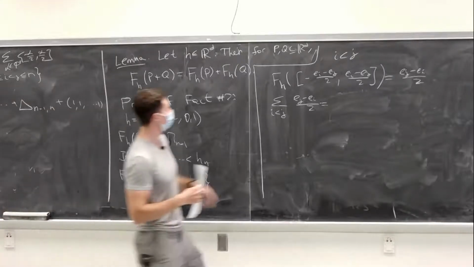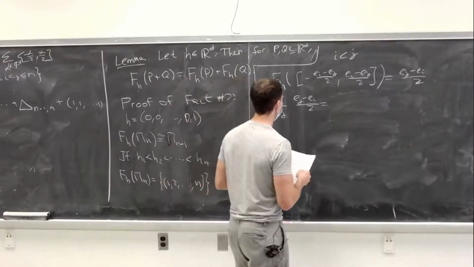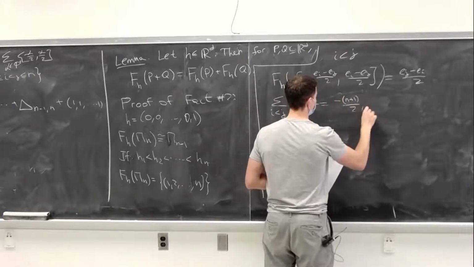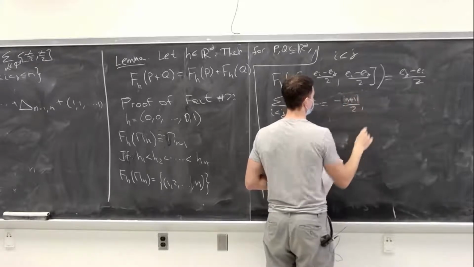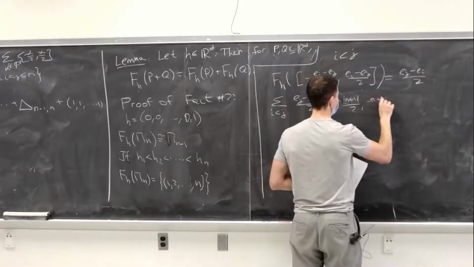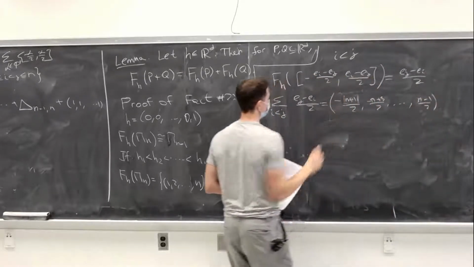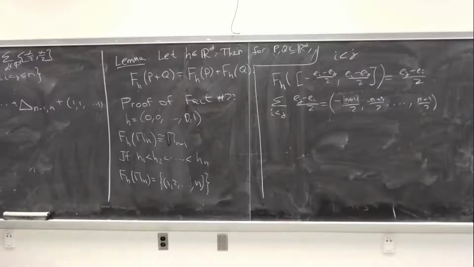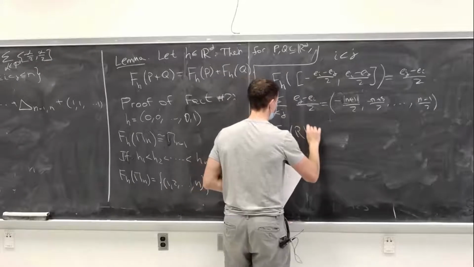So what's the maximal? Minus n plus 1 over 2, minus n plus 3 over 2, then all the way up to n minus 1. Very nice. And then you have this extra vector here. As you add this extra vector to that vector, you get that F_H on the right-hand side is what we need.